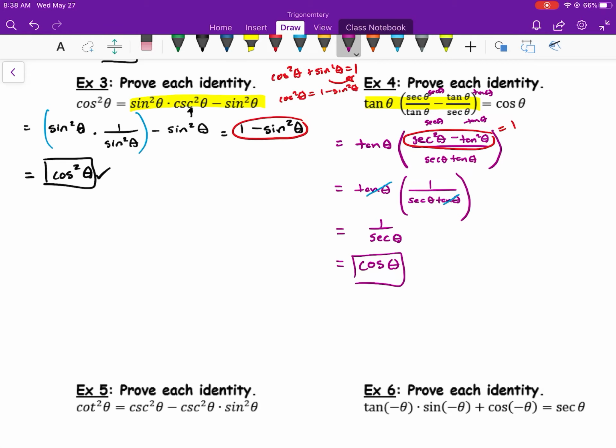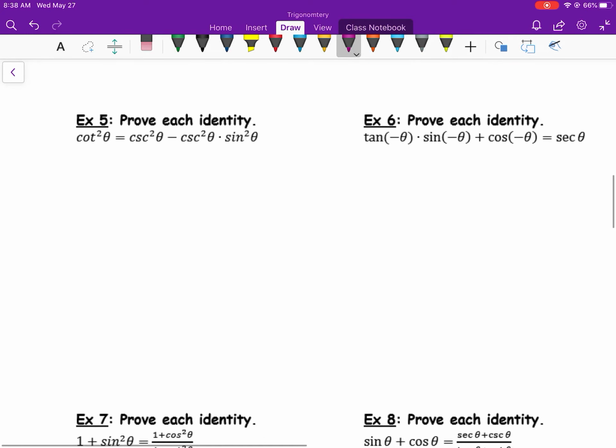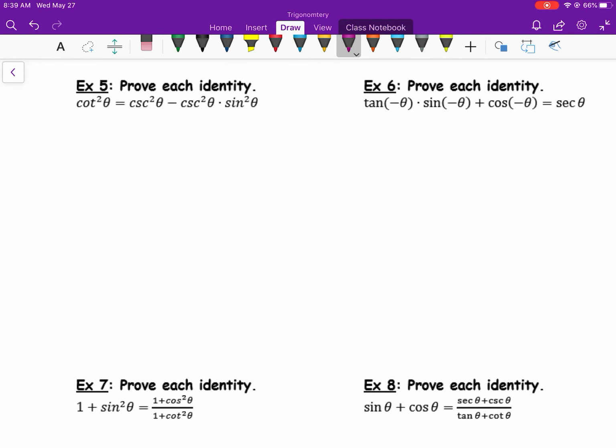Example 5. Cotangent squared of theta is equal to cosecant squared theta minus cosecant squared theta times sine squared theta. Alright, so when you're doing all these, don't forget PEMDAS doesn't go away. That's why you learn it in Algebra 1. So I'm going to attack this right hand side.